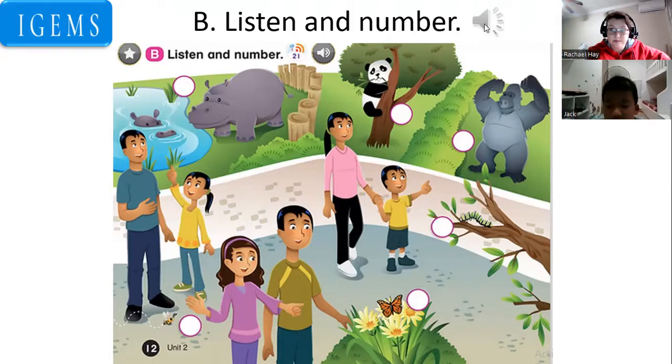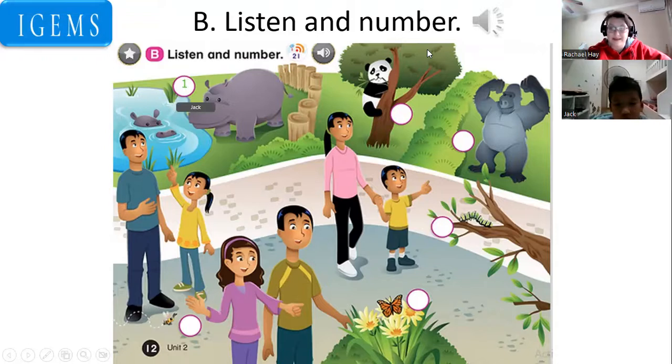Number one. Look at the hippopotamus. Why is it in the water? I think it likes to swim. It's almost under the water.